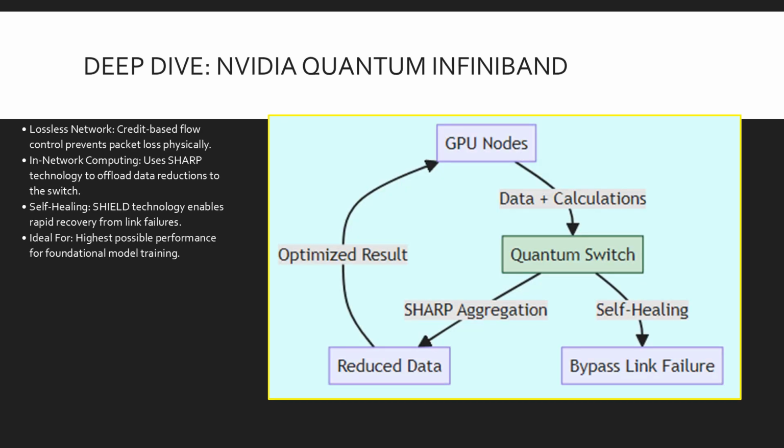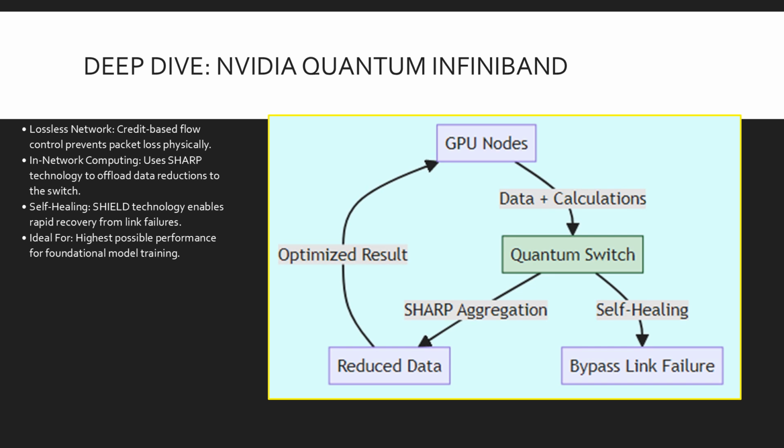Now let's examine NVIDIA Quantum InfiniBand. This is the gold standard for high-performance computing. Its defining feature is that it is a lossless network. It uses a credit-based system to ensure packets are never dropped due to buffer overflows. But it goes further with in-network computing. Using a feature called SHARP, Scalable Hierarchical Aggregation and Reduction Protocol, the switches themselves perform data calculations as data moves through the network, doubling the effective bandwidth for collective operations. It also features self-healing capabilities to instantly route around failures.